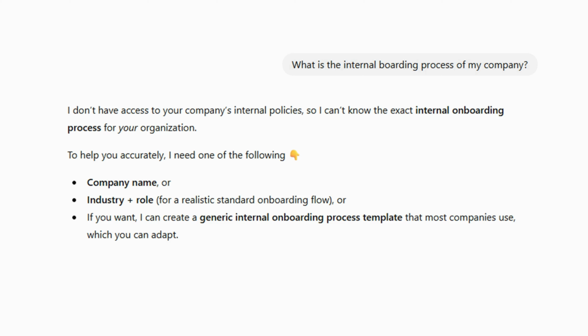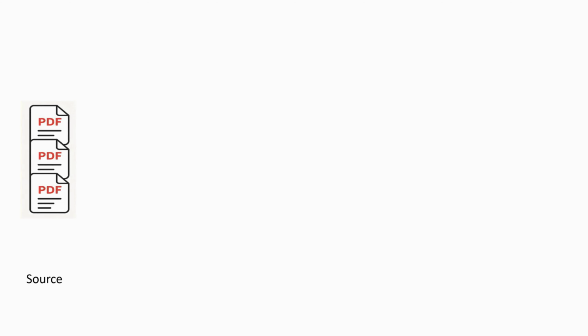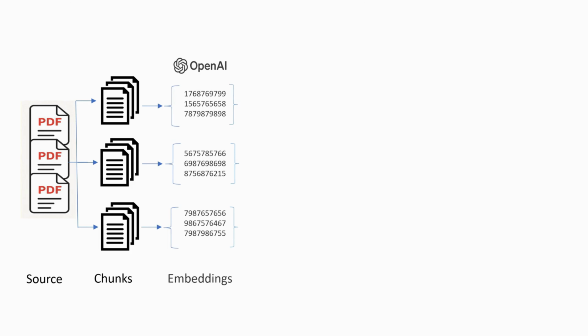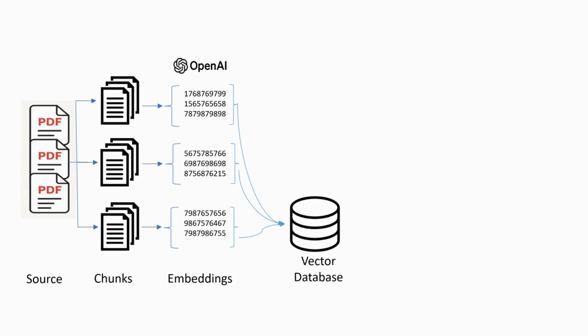Now, let's take a look at how we will do this. First, we start with our own documents. These are private documents that the model has never seen before. Now, we split these documents into smaller chunks so they are easier to process. Then, we convert each chunk into embeddings using an AI API. Embeddings are numerical representations of text that models can understand. After that, we store these embeddings in a vector database, which allows us to search by meaning. This entire process is called the ingestion phase.